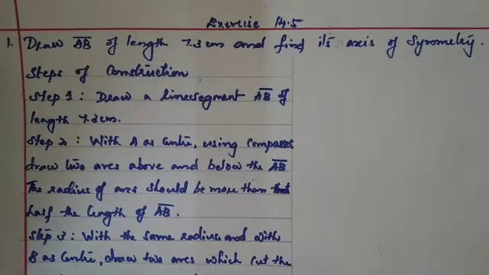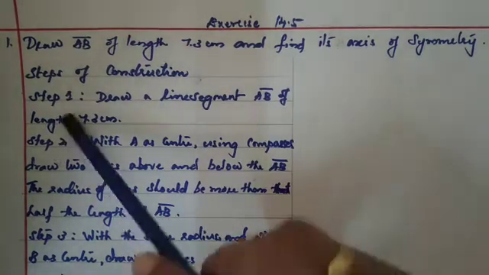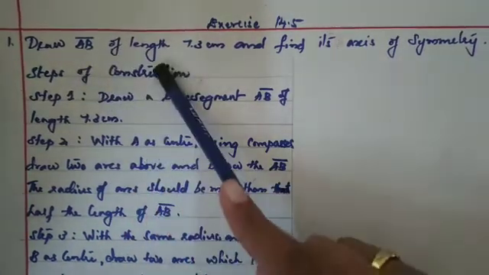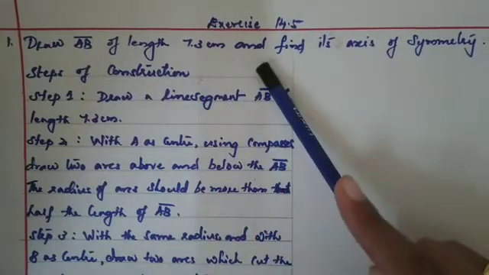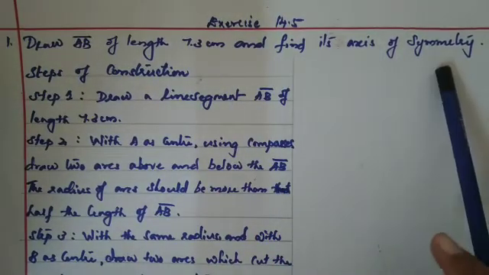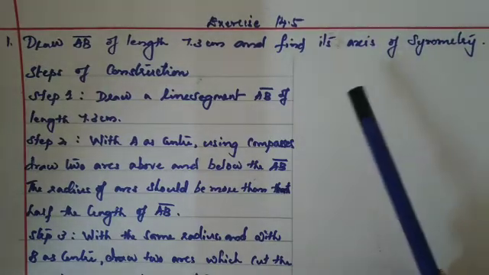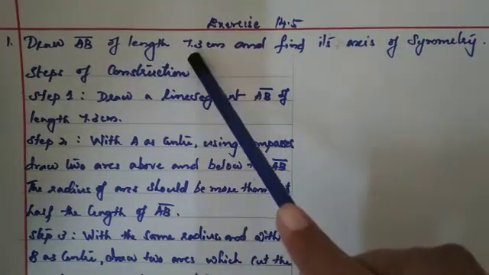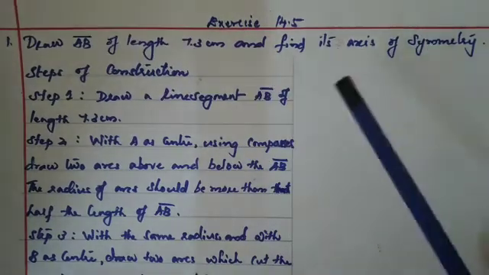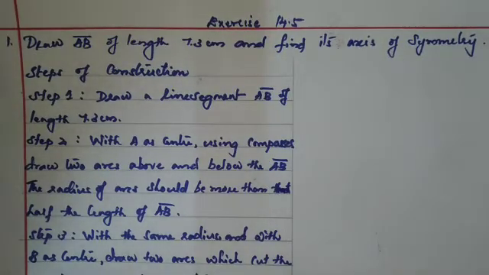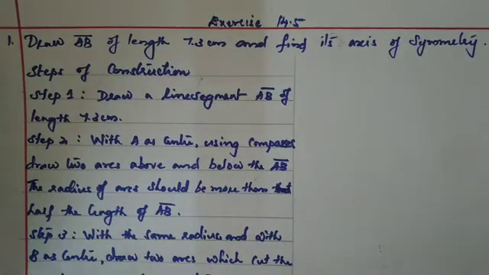Next we are moving to exercise 14.5. First question. Draw AB of length 7.3 cm and find its axis of symmetry. Axis of symmetry means the line which cuts the line segment into two equal halves, similar to a perpendicular bisector. Here are the steps of construction.